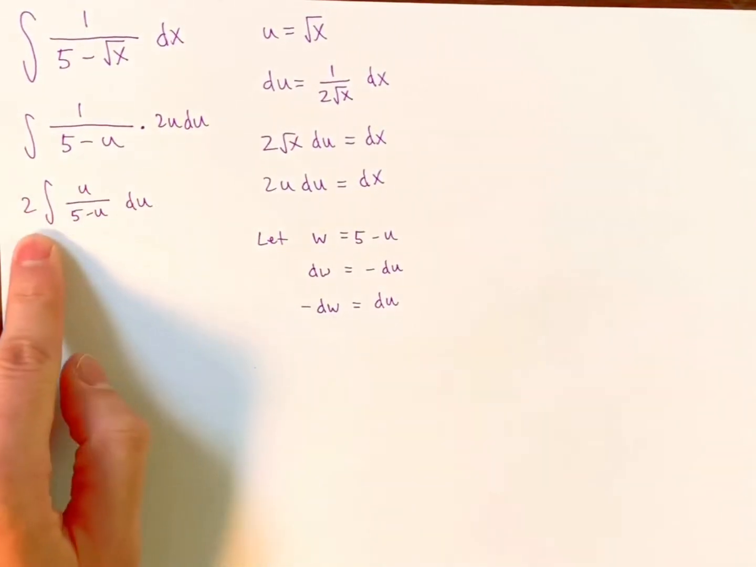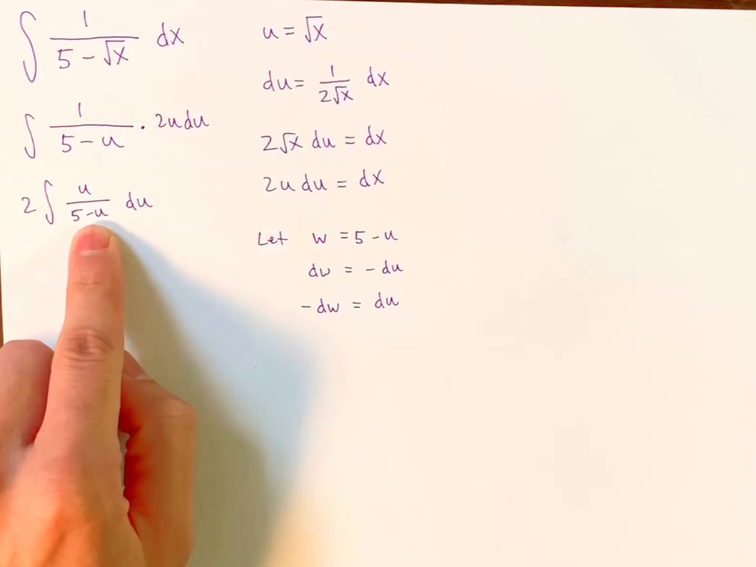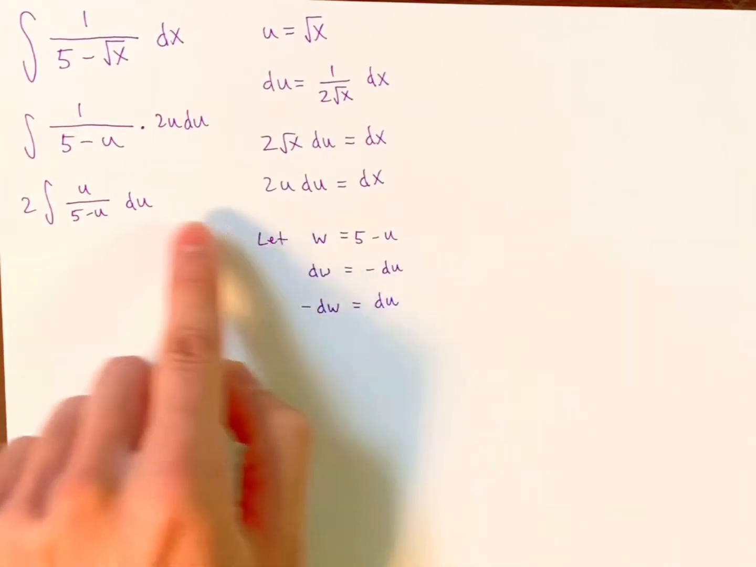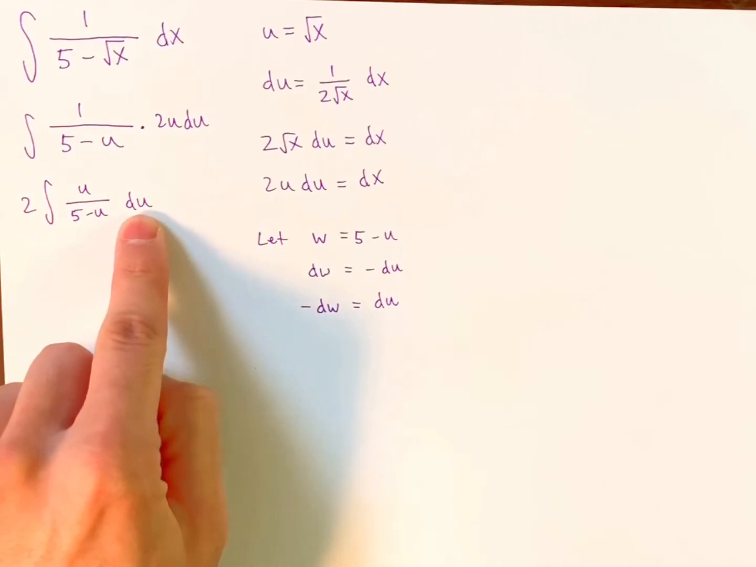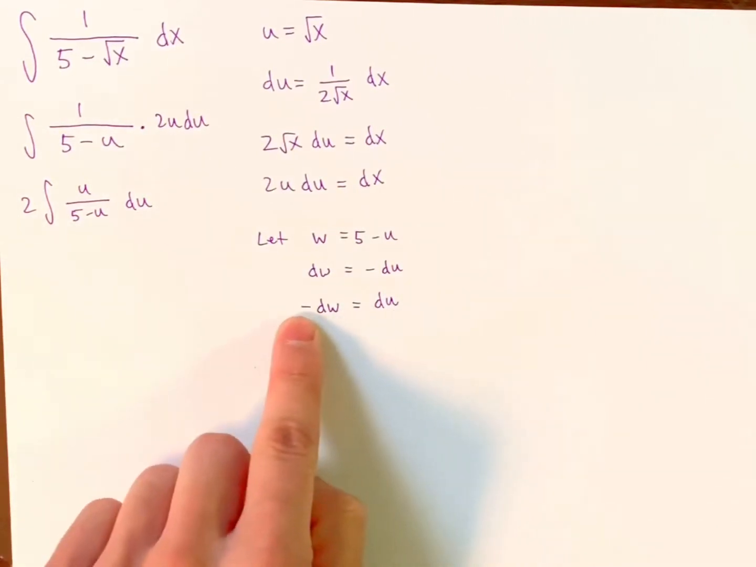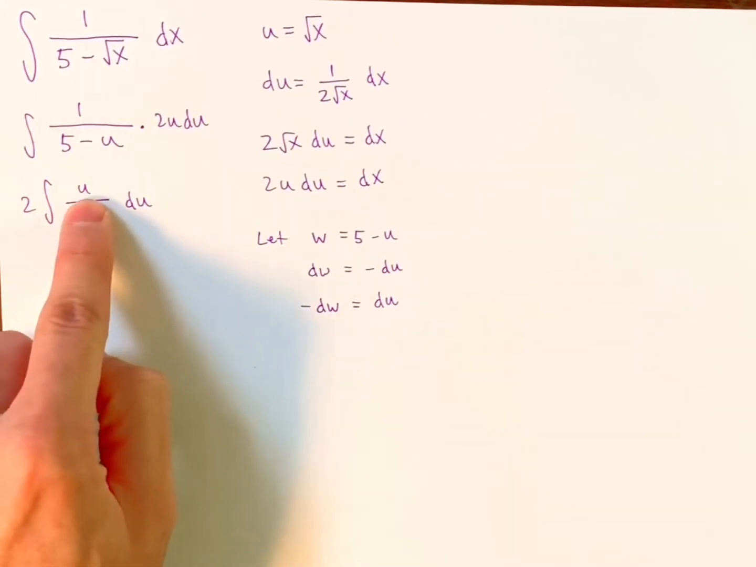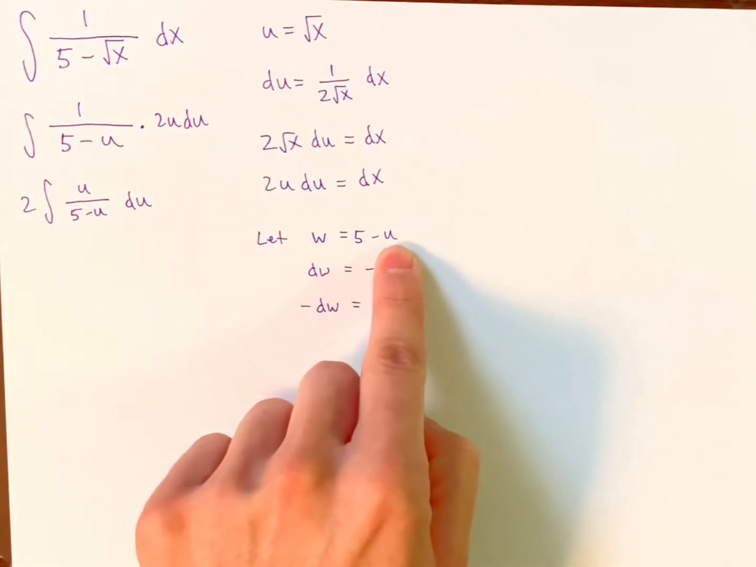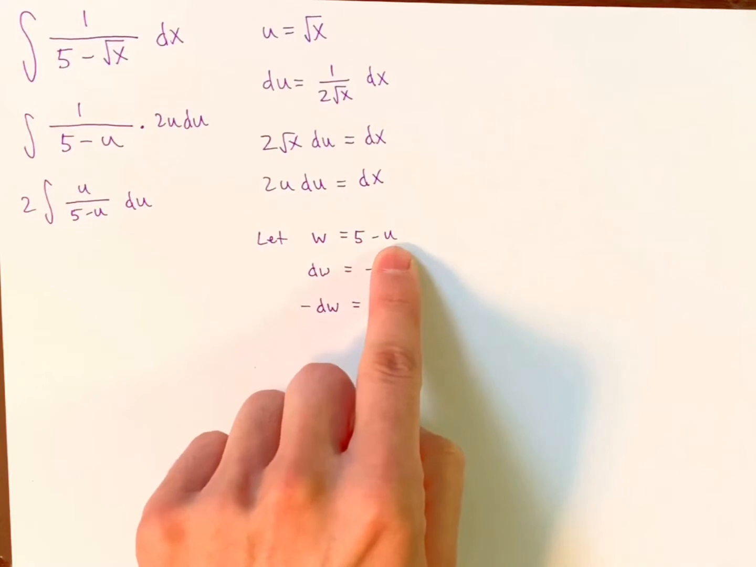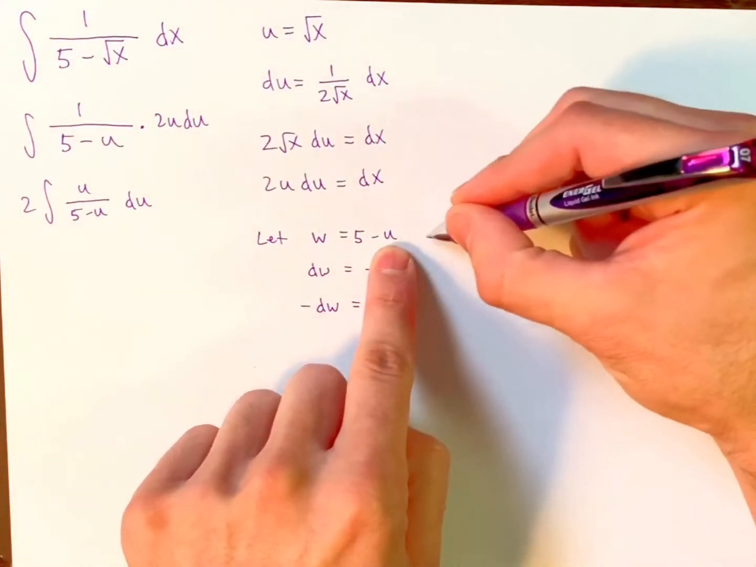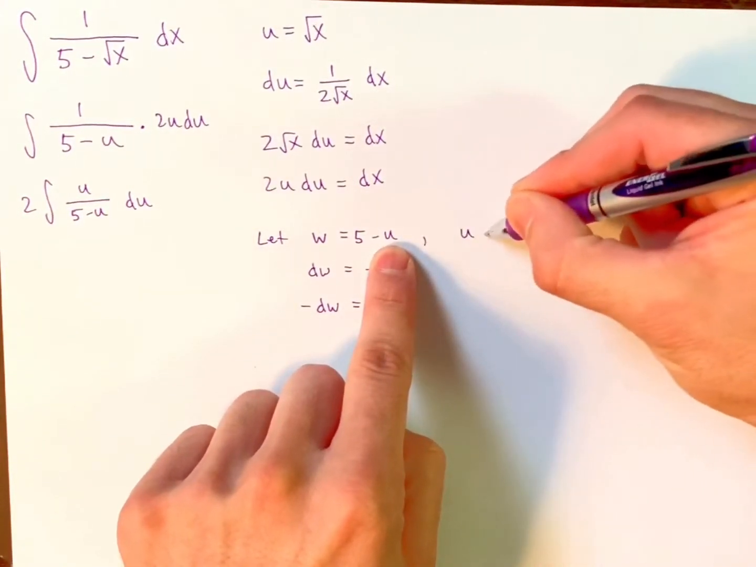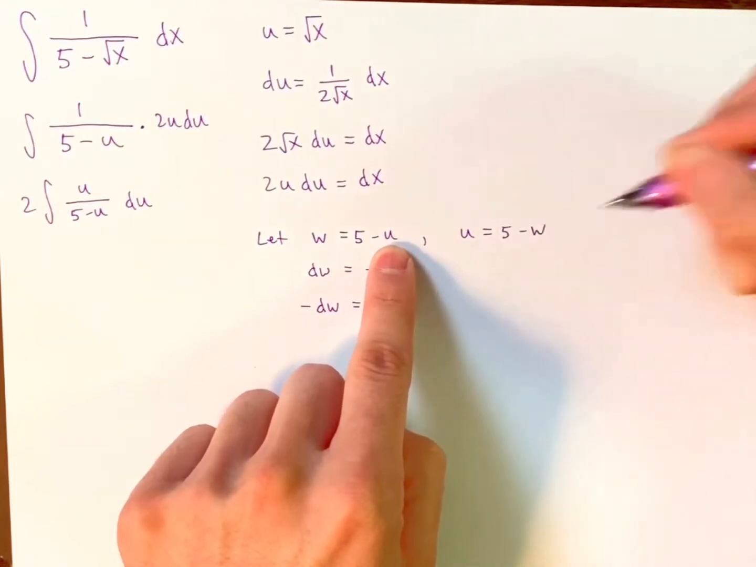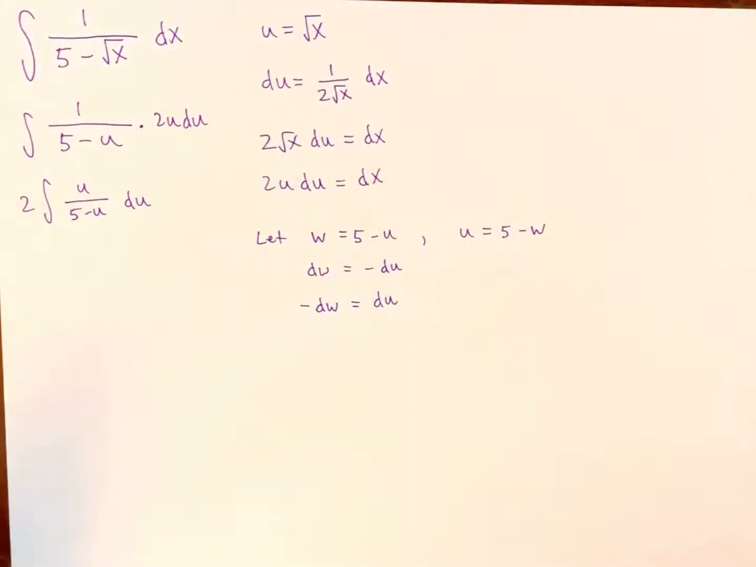So notice what we have here. I have something for the denominator. I know it's going to be replaced by w. I have something for du. Du is going to be replaced by this. But I don't have anything for u. So what we can do over here is isolate u. So do what you have to do to get u alone. If you do so, you'll see that u equals 5 minus w, if you move some pieces around.